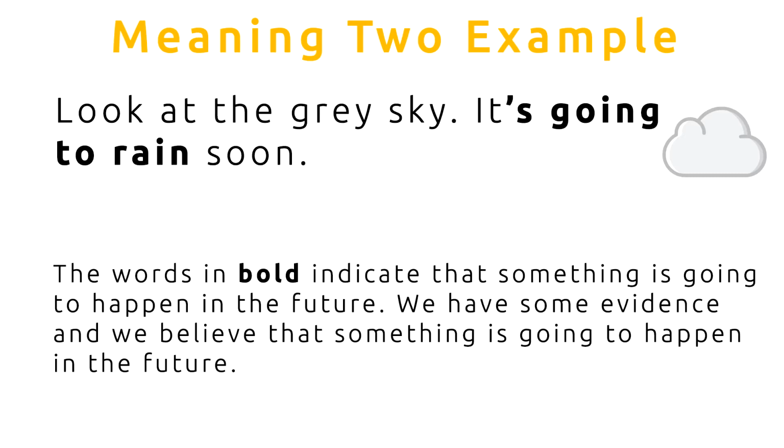Look at the grey sky. It's going to rain soon. So the words in bold indicate that something is going to happen in the future. We have some evidence, and we believe that something is going to happen in the future. That's meaning 2. It's very similar to meaning 1 in that it's talking about the future. Something is going to happen in the future.